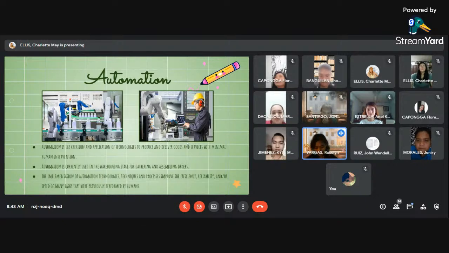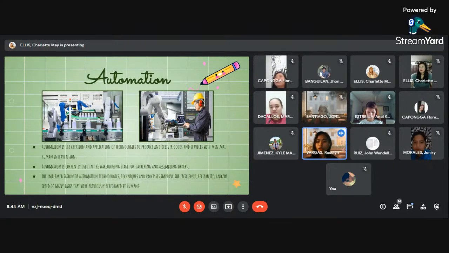Tapos remember po kanina sa three types of equipment for material handling, meron po tayong manual, semi-automated, and automated equipment. So yung automation po, nagagamit po siya sa semi-automated at automated equipment. Then automation is currently used in the warehousing stage for gathering and assembling orders. Yung automation po kasi, pwede siyang magamit sa different stages ng supply chain. And we all know po yung supply chain is napaka-broad. Pero when we say in warehousing lang, sa gathering and assembling orders lang po siya mostly nagagamit for now.